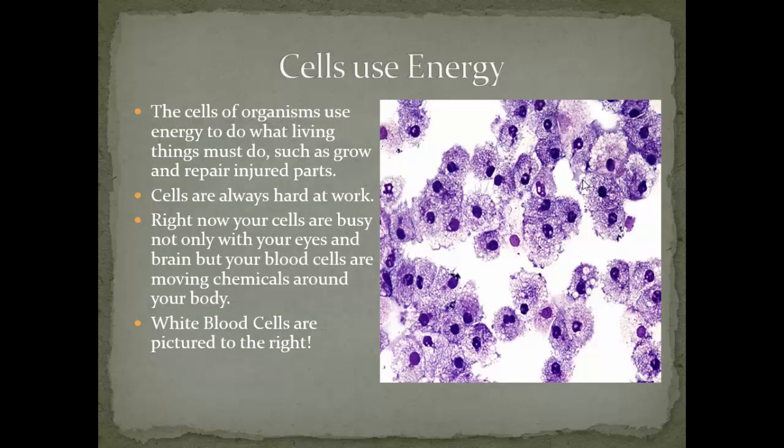So right now our cells are not only busy with our eyes and brain, but our blood cells are moving chemicals around our body. And this is what white blood cells look like. I know what you're thinking, but Mr. R, they're purple. Well, that's because they just colored them purple, but that's what a white blood cell looks like. They're quite large, and it's very cool. Once you learn about the immune system, you'll learn more about the white blood cells.